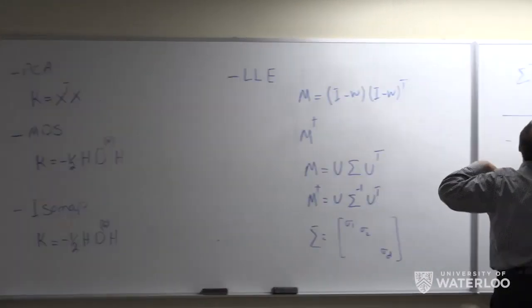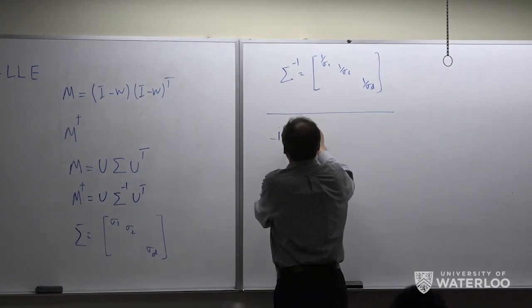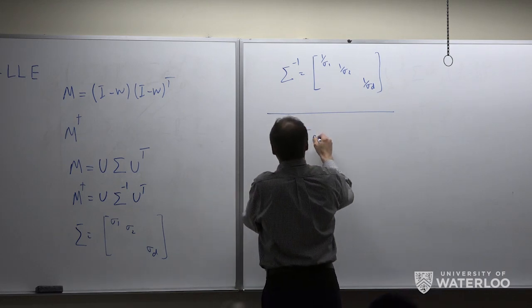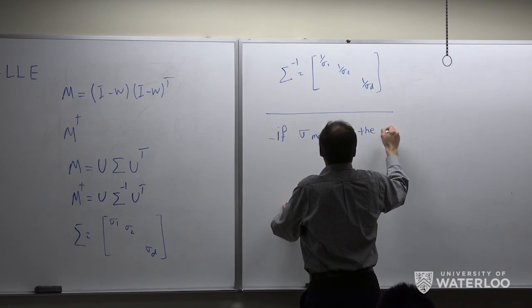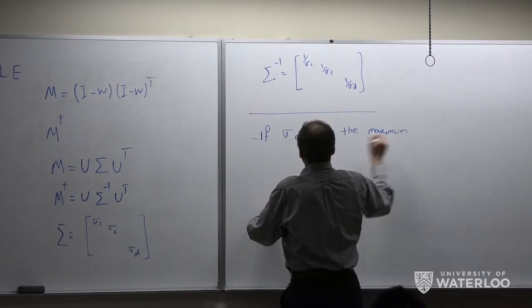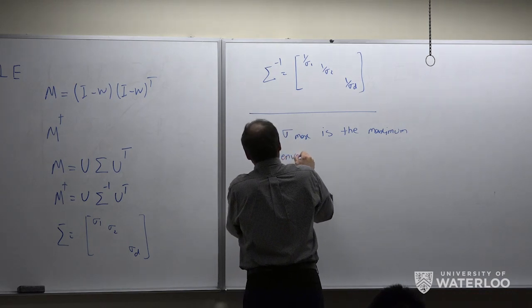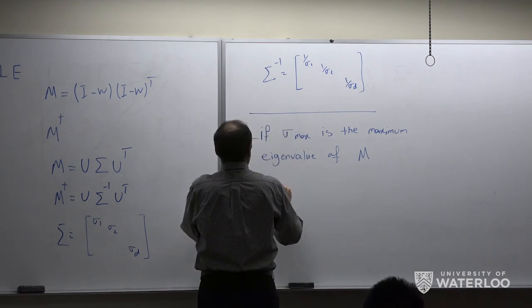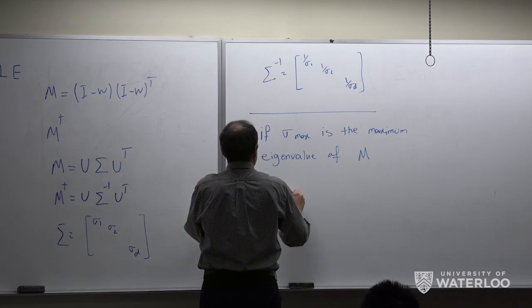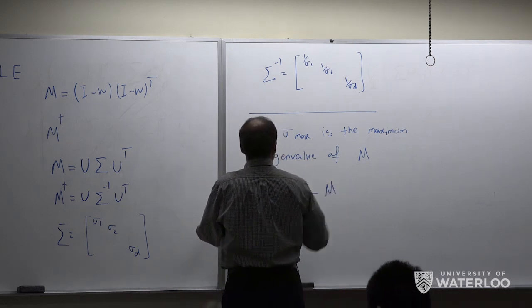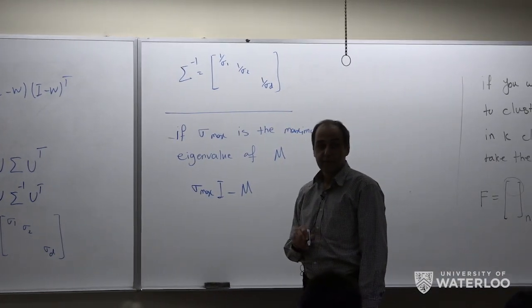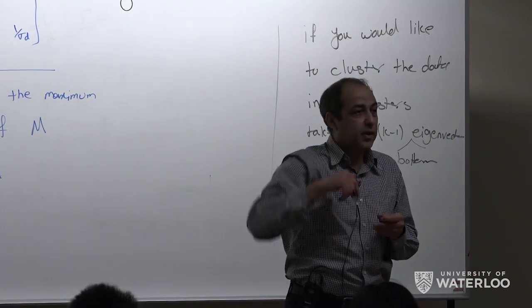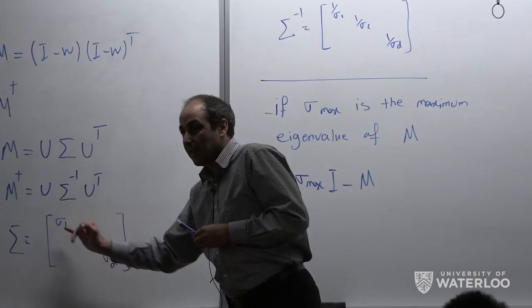As an alternative, if sigma max is the maximum eigenvalue of M, then sigma max times identity minus M has the same set of eigenvectors, but the order is flipped. I just subtract each eigenvalue from the maximum one.